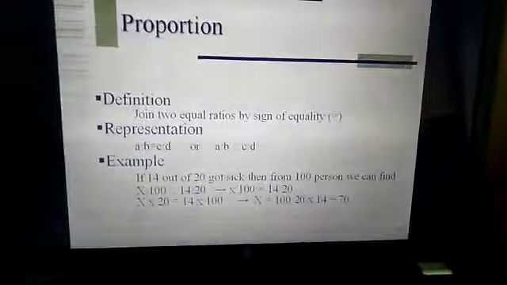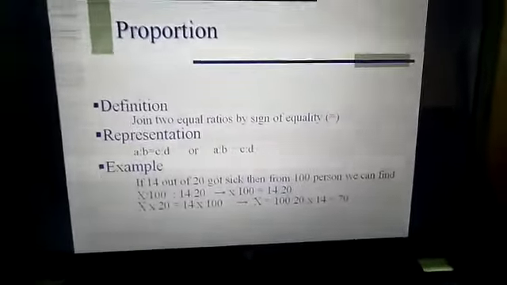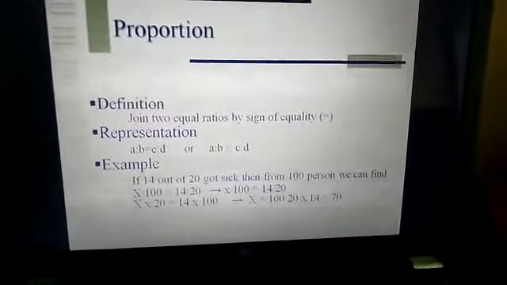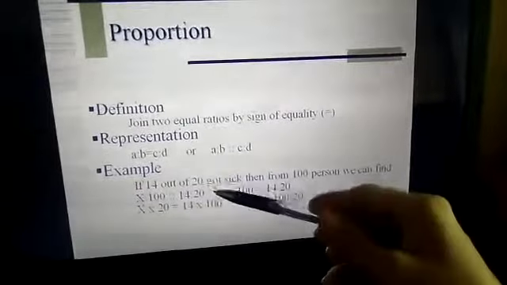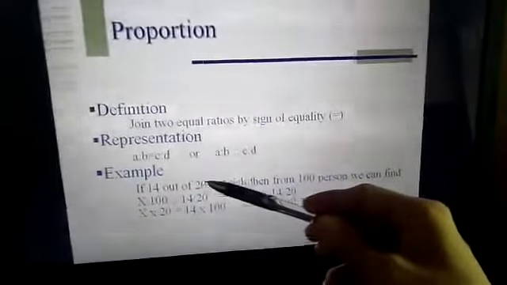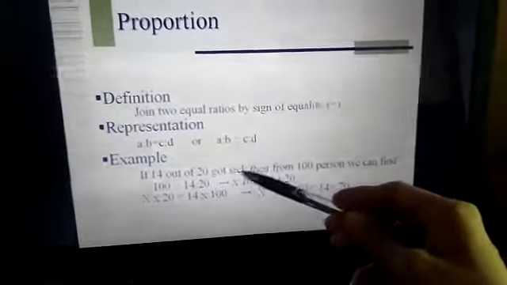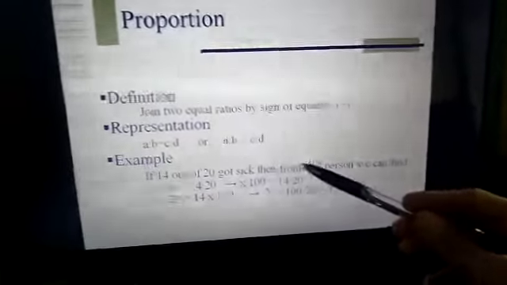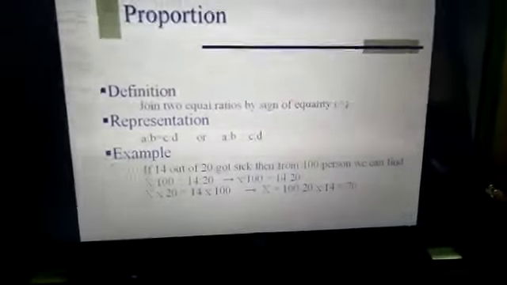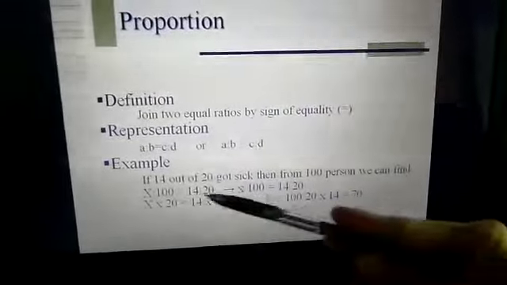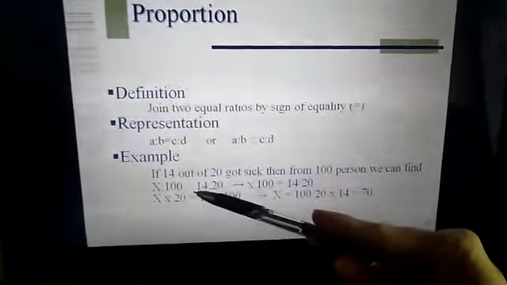Now come to the example of proportion. If in one experiment we have 20 sparrows, out of which 14 got sick, then from 100% we have to find the number of sick sparrows. We take on one side x is to 100, proportionality sign, 14:20.